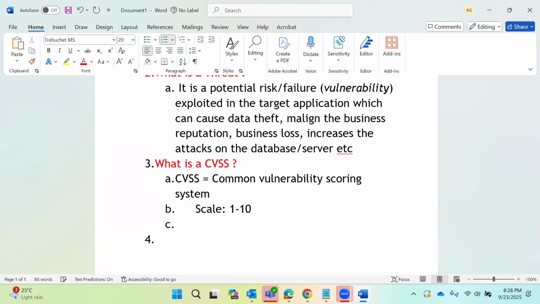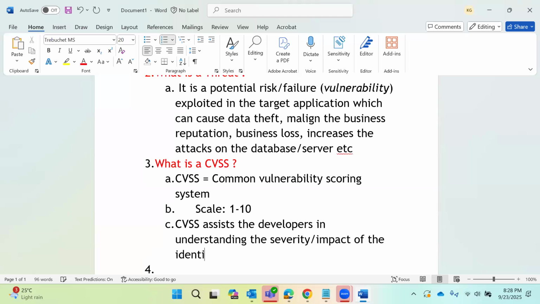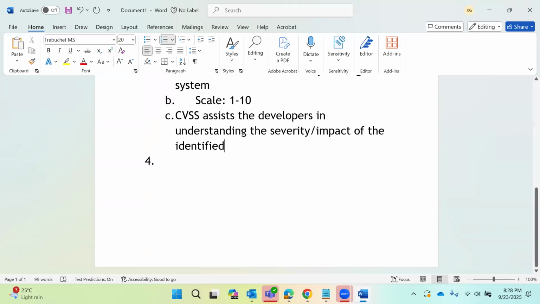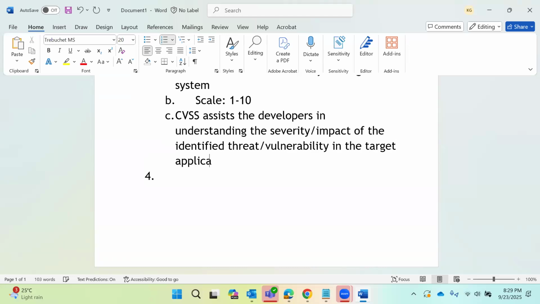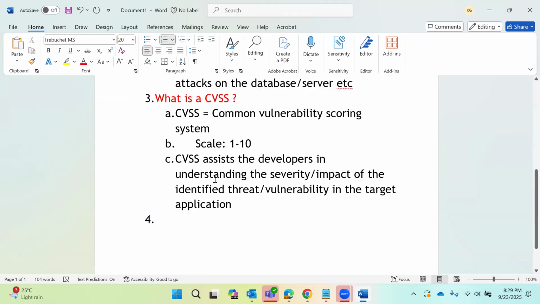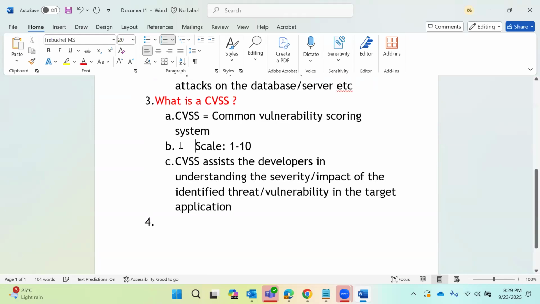Okay, so I'll say CVSS assists the developers in understanding the severity or the impact of the identified threat or vulnerability in the target application. Am I clear for everyone? What is CVSS? Any questions?